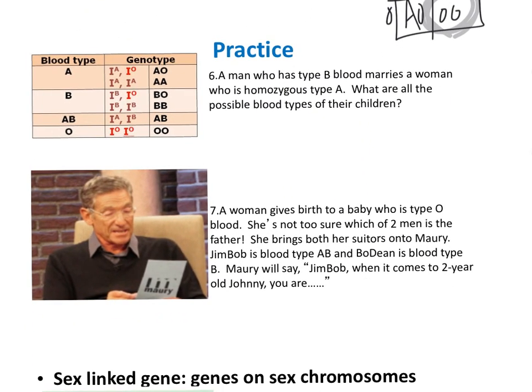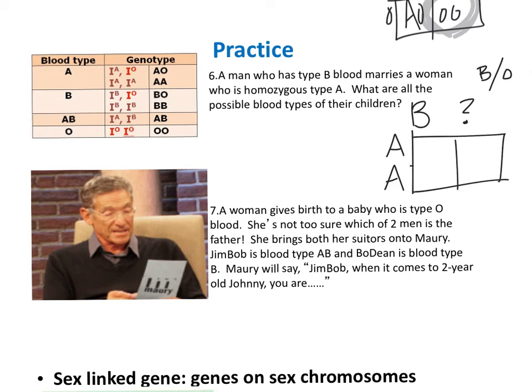Another couple examples. Question 6. Man who has blood type B. Well, I'm not quite sure if he is homozygous or he is heterozygous, so I'm going to put a little question mark there. That could be a big B, or it could be an O. And he marries a woman who is homozygous A. What are all the possible blood types of their children?